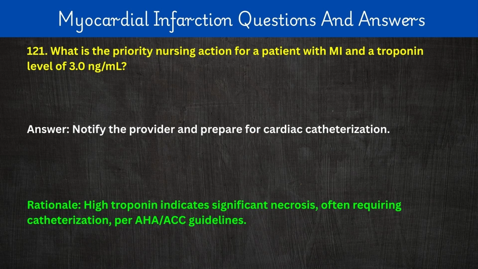121. What is the priority nursing action for a patient with MI and a troponin level of 3.0 nanograms per milliliter? Answer. Notify the provider and prepare for cardiac catheterization. Rationale. High troponin indicates significant necrosis, often requiring catheterization, per AHA/ACC guidelines.